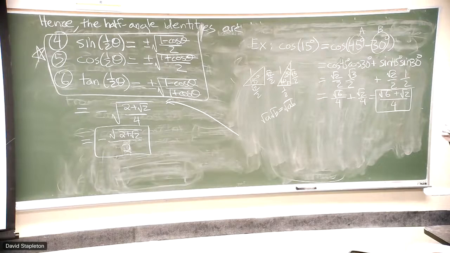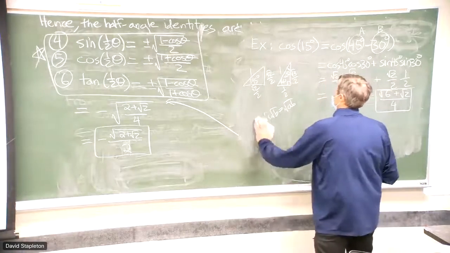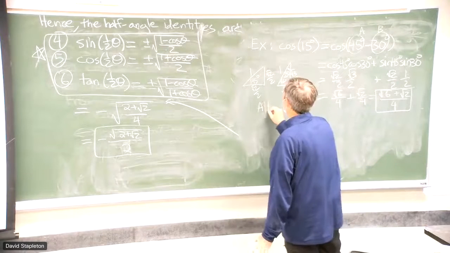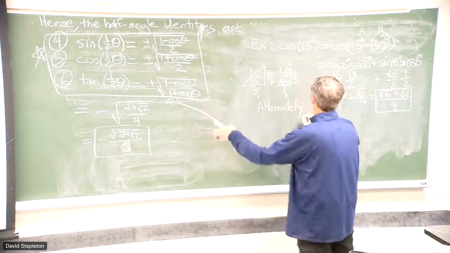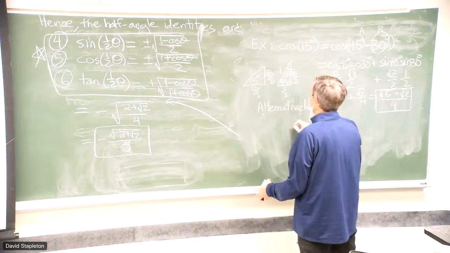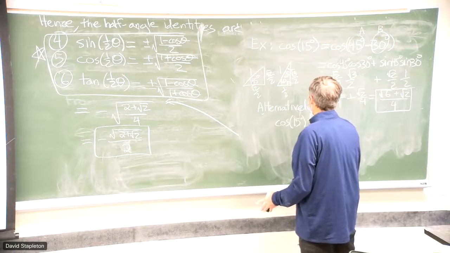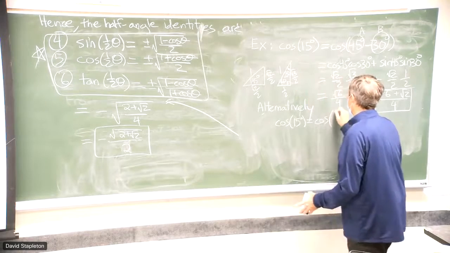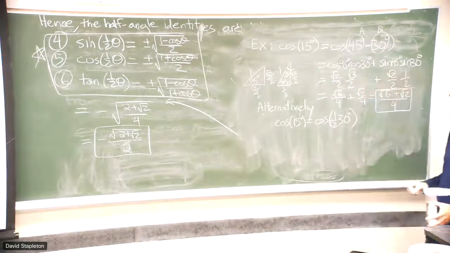Now, wait a minute. Alternatively, I can get rid of this, right? Alternatively, the half angle formula, told you I can't do this at the same time. Alternatively, cosine of 15 degrees is cosine of half a special angle, right? It's cosine of 1/2 30 degrees. I could also use the half angle formula, couldn't I?